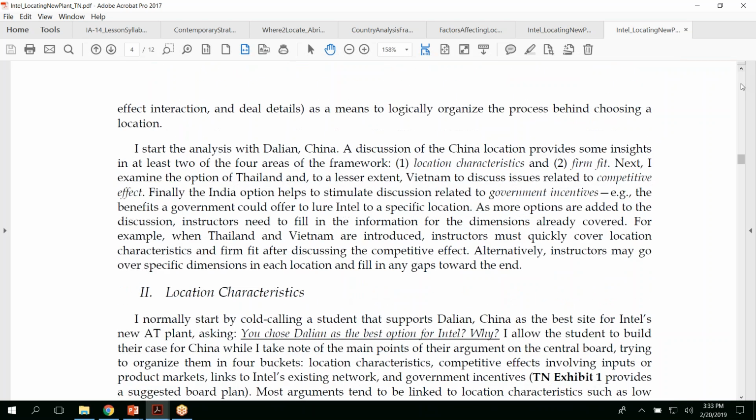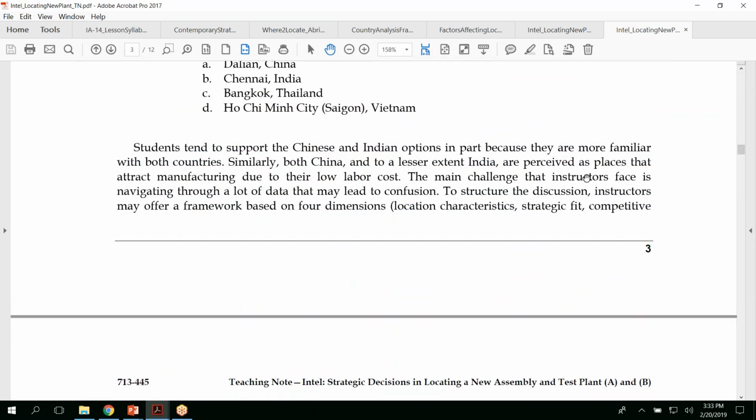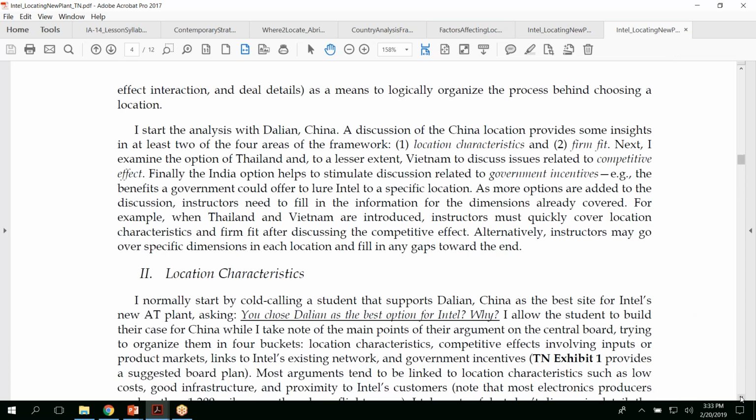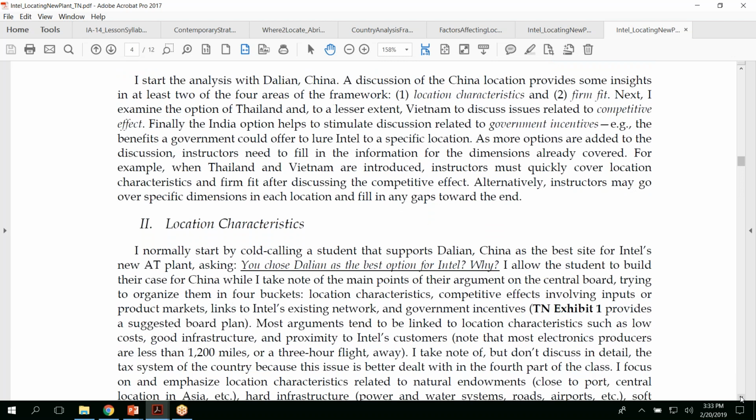China tends to be the most popular, right? Because they're more familiar with those countries. I don't know if our students might be anti-China, so might not get China right away. But again, remember we're making a choice from Intel's perspective, not from a national security perspective, right?